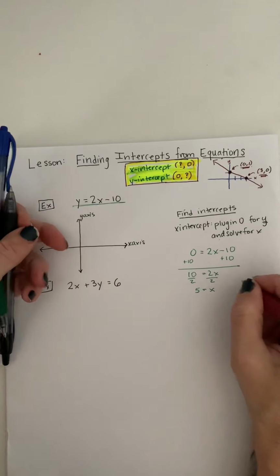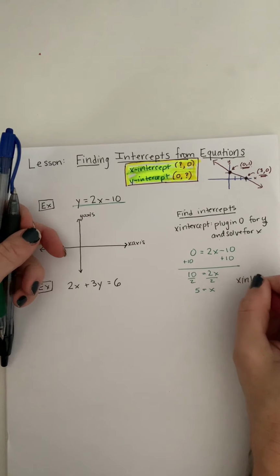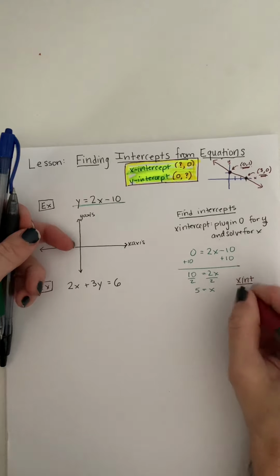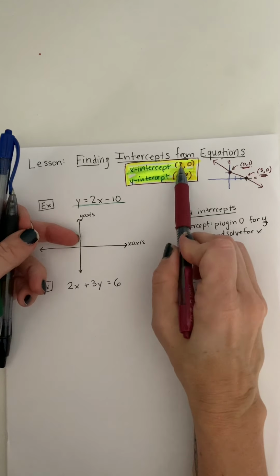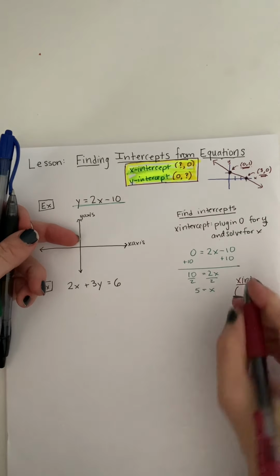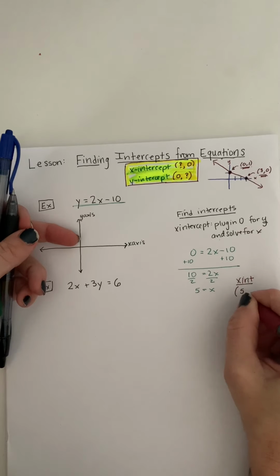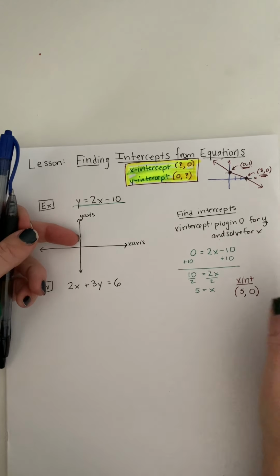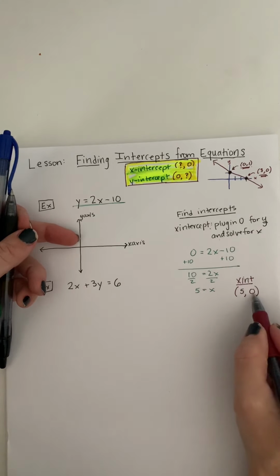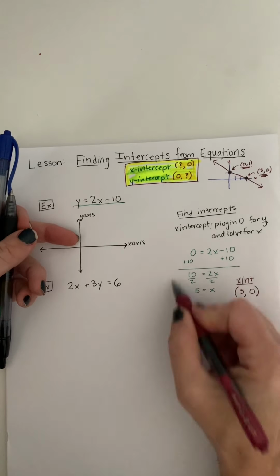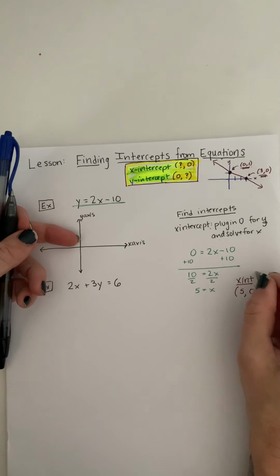The x-intercept is always going to look like this, a number and then 0. The number is 5. And the number for y is 0. That was the whole point. We plugged in 0 for y and we solved for x. So there's our x-intercept.